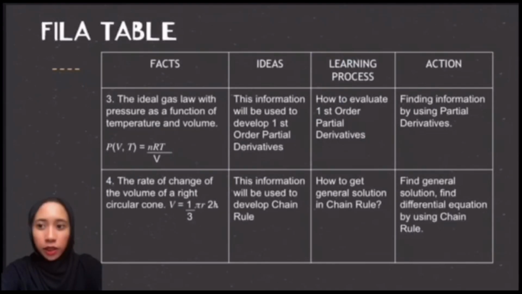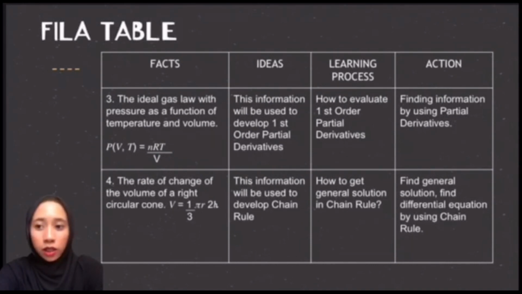The third question is to find the ideal gas law with the pressure as a function of temperature and volume, and they have been given the formula. This information will be used to develop the first order partial derivative. The learning process is how we evaluate the first order partial derivative. The action that we take is finding all the information by using the basic partial derivative.